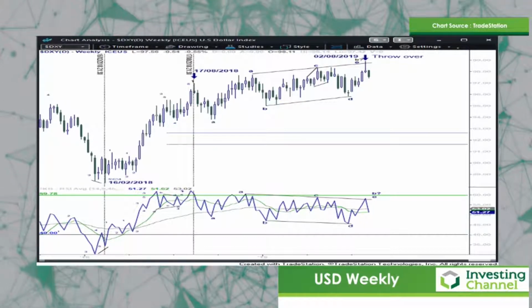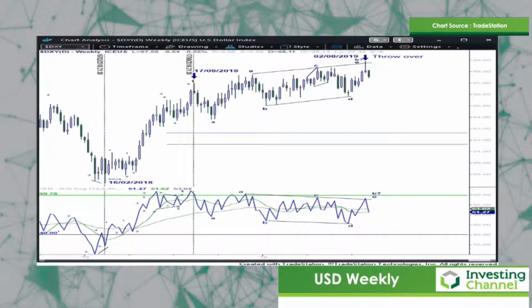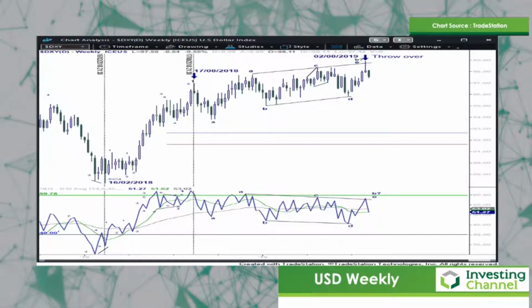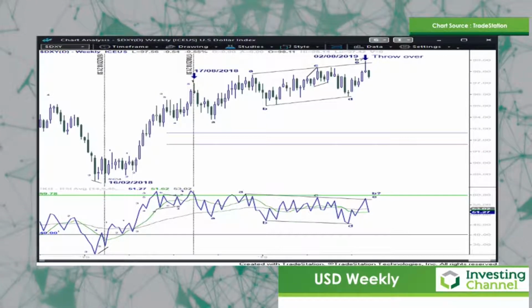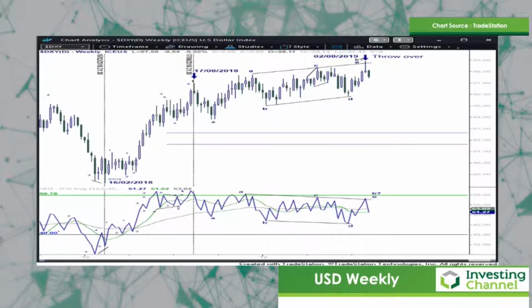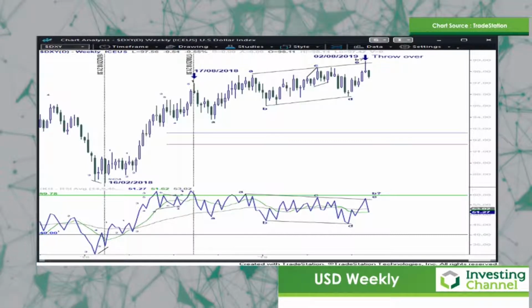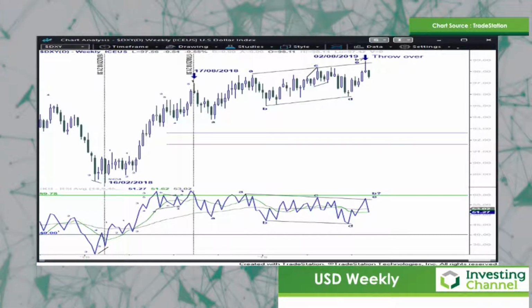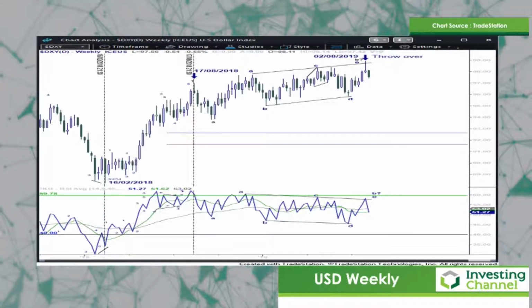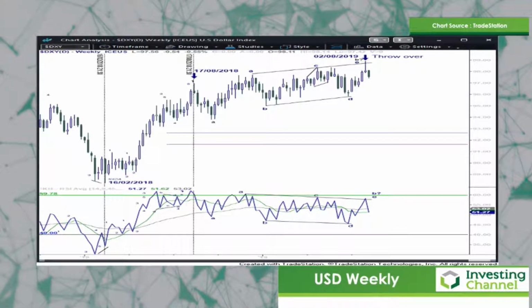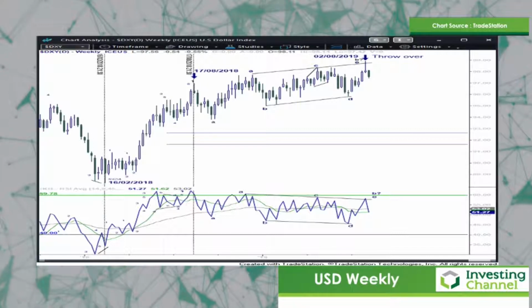Now at the top right hand side of the chart, you'll see the word throwover. And what that actually is that R.N. Elliott wrote in the 1930s when discovering the wave principle that wave E can throw over the trend line of wave A and C, and then the market retraces, which is what we've seen take place if this count and perspective is correct.